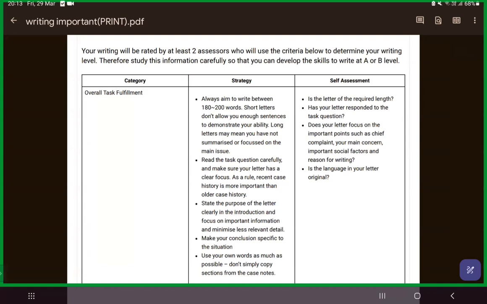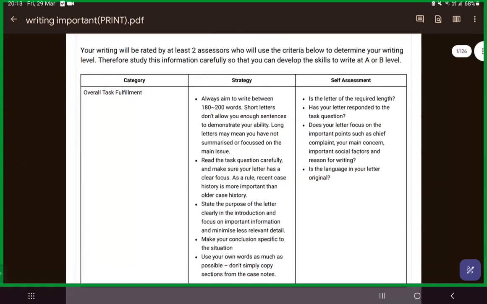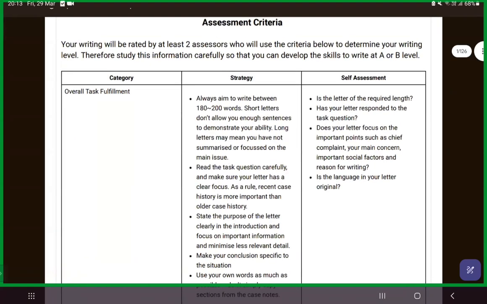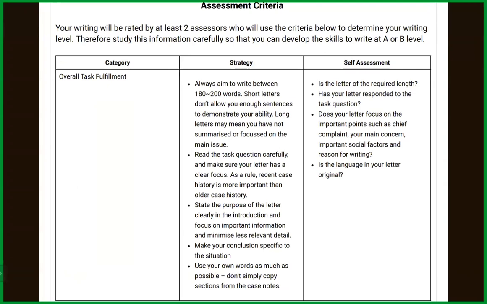So after writing, how can we self-assess our letter? After writing, you need to know that our letter has a required length, that is 180 to 200 words. Does your letter have 180 to 200 words? Next, has your letter responded to the task question? That means whether our letter is related to the task.